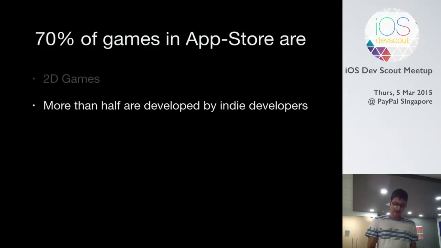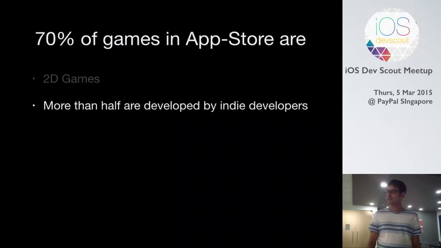And more than half of the game developers are indie developers. They don't work for any companies. Sometimes it's a team of one or two guys who just joined in meetups like this and probably thought about building some games. And they make some pretty cool stuff. Like, for example, Flappy Bird is done by a single guy, and he has built both for iOS and Android, and he has some similar games in both the platforms.